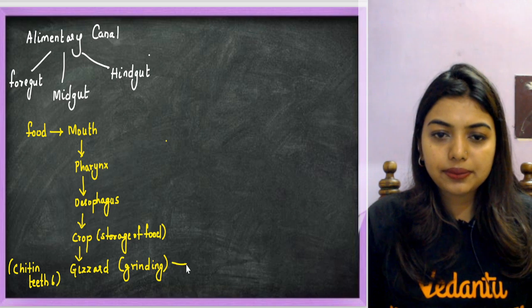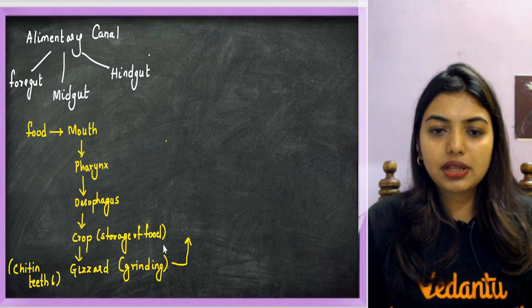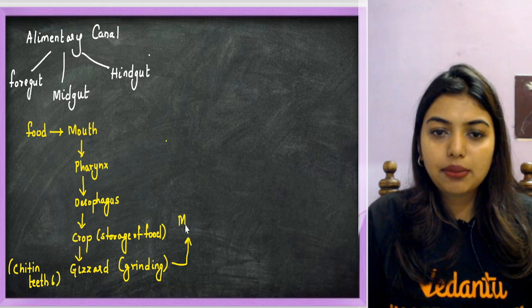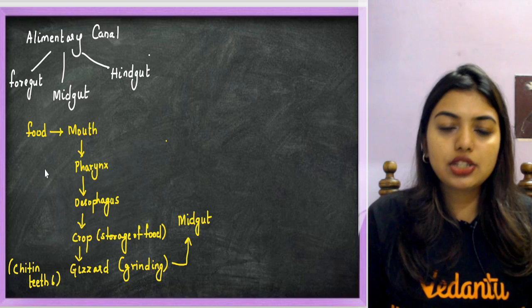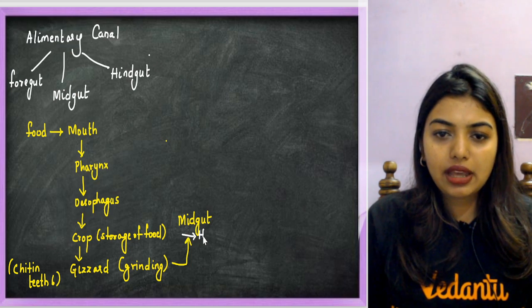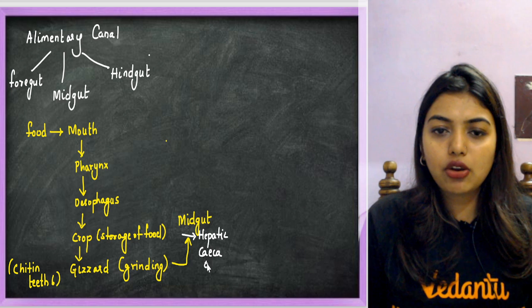From the gizzard, here the foregut is coming to an end. From the gizzard, it will go to the midgut. In between these two, we have the hepatic CK. Hepatic CK or gastric CK.